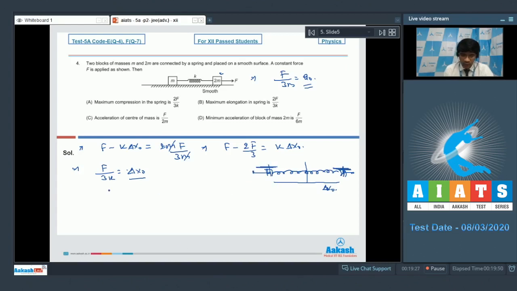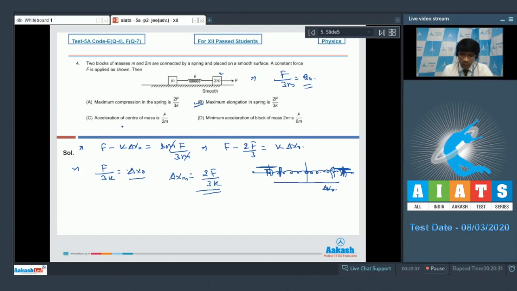So the maximum extension will be twice of this delta x naught. So delta xm is actually 2F divided by 3k. So option B is actually the correct answer. And as I said, it will move to here and up to here. This is the particular configuration when the spring was in its natural length. So effectively, there would not be any compression in the spring.